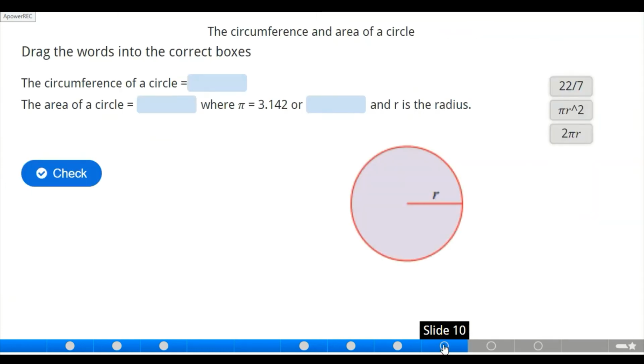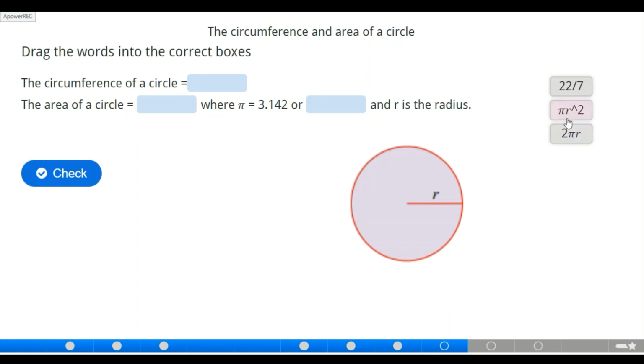Now, let's look at the next slide, which is circumference and area of a circle. Calculating the circumference of a circle is just like dealing with the perimeter of a circle. The formula for calculating that is 2 pi r. So that's the formula for the circumference of a circle, 2 pi r. And for the area of a circle, the formula is pi r squared.